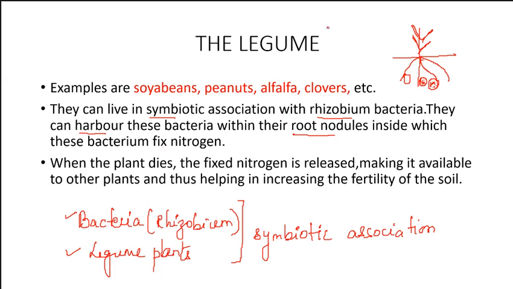Now when these plants die, what happens? They form a layer on the soil and increase the fertility of the soil. Why? Because these plants helped in the fixation of nitrogen. So when they die, the nitrogen content of the soil increases, and thus the fertility of the soil increases.